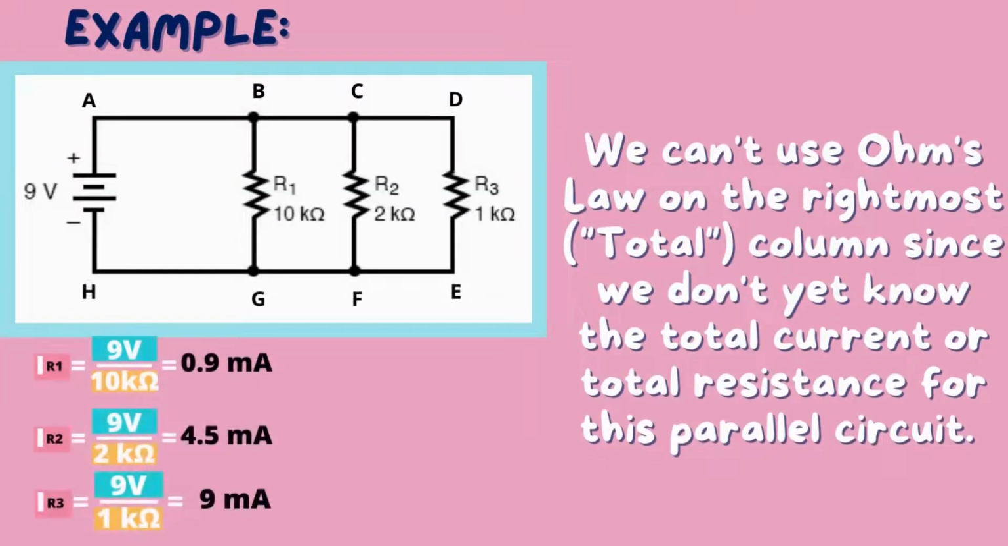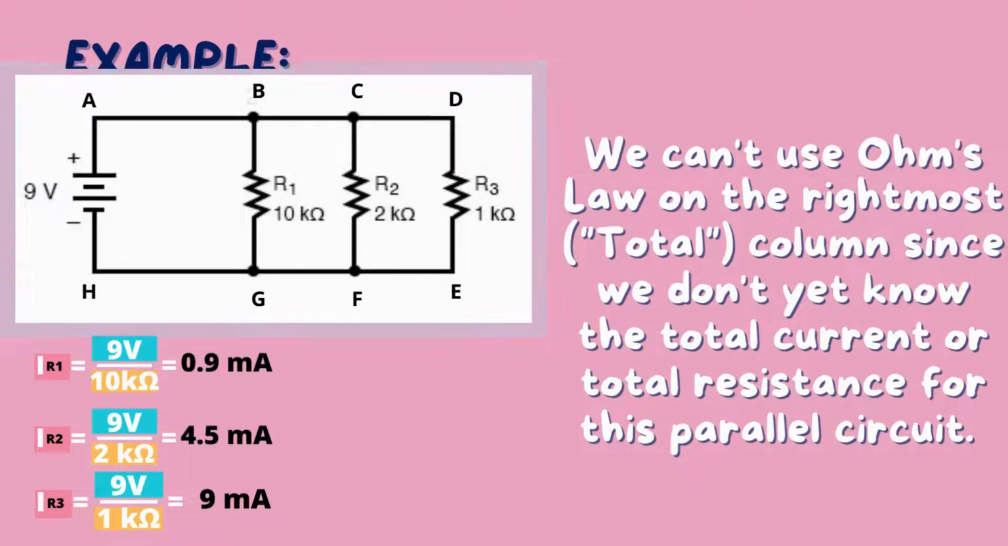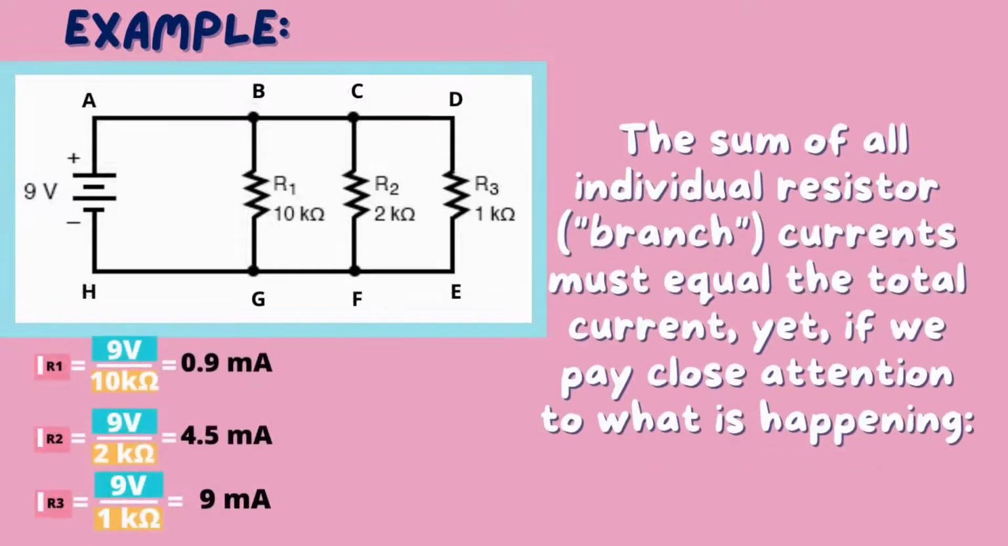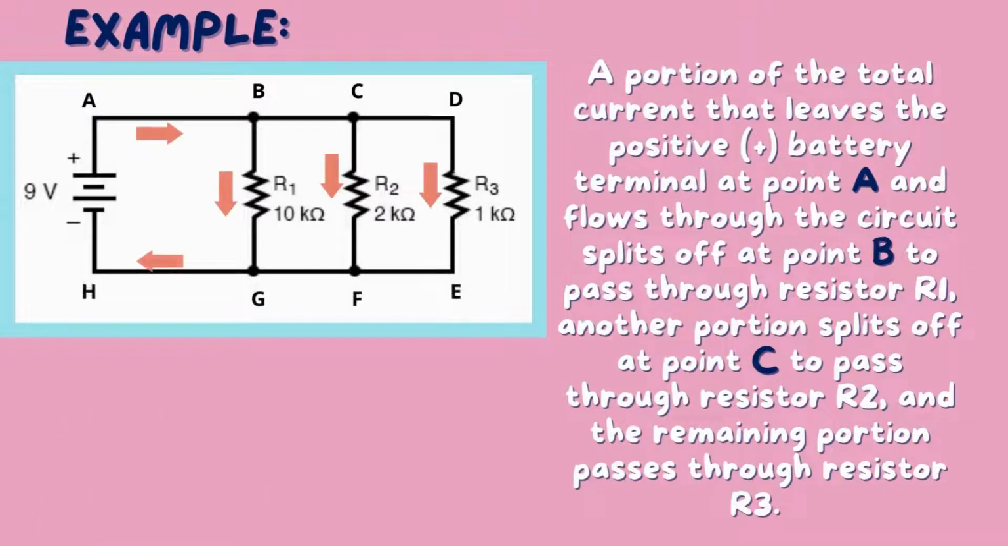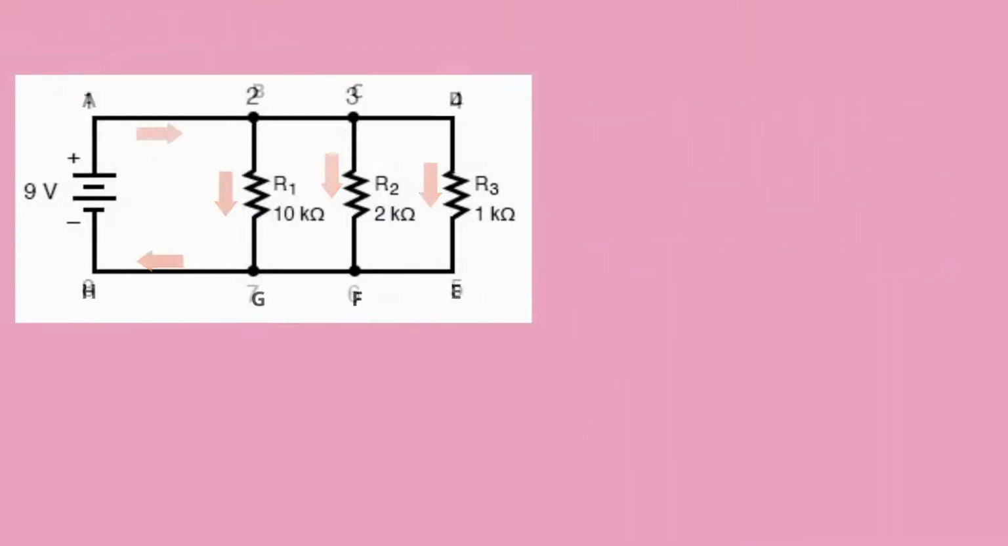We can't use Ohm's law on the rightmost, total, column since we don't yet know the total current or total resistance for this parallel circuit. The sum of all individual resistor, branch, currents must equal the total current. If we look closely, a portion of the total current that leaves the positive battery terminal at point A and flows through the circuit splits off at point B to pass through resistor R1, another portion splits off at point C to pass through resistor R2, and the remaining portion passes through resistor R3.